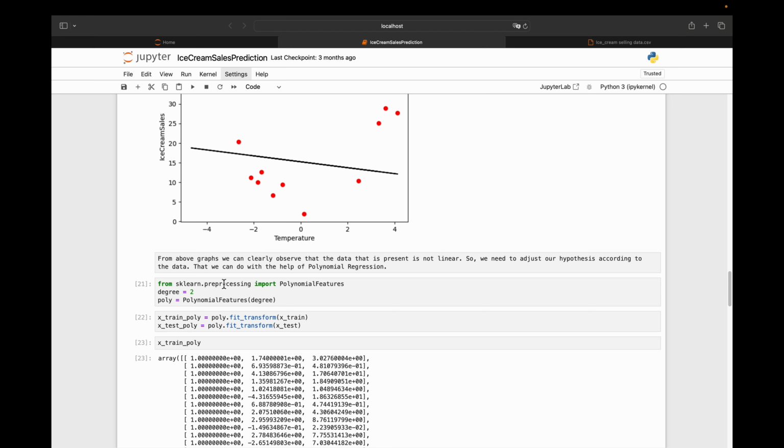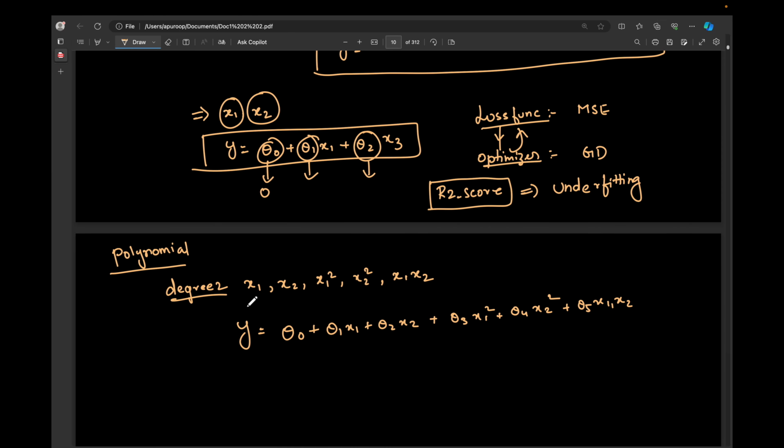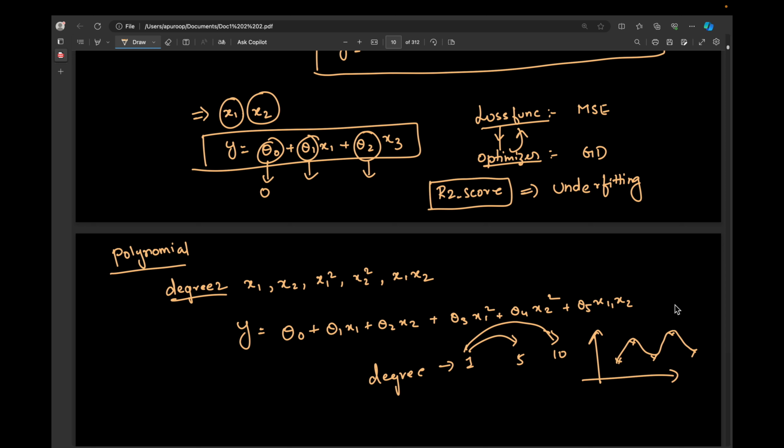Okay. In general, we should not jump like this. Directly from degree 1, we should not move on to higher degrees like 5 or 10. And why is that? Because it can happen that my model will become more complex. And if my model becomes more complex, then what will happen? Let's say I am having different points like this. It will try to fit each and every point. If it is trying to do that, then what will happen? The training score will become very high, that is near to 1, and my testing score will be very low. Okay, and it leads to overfitting condition.